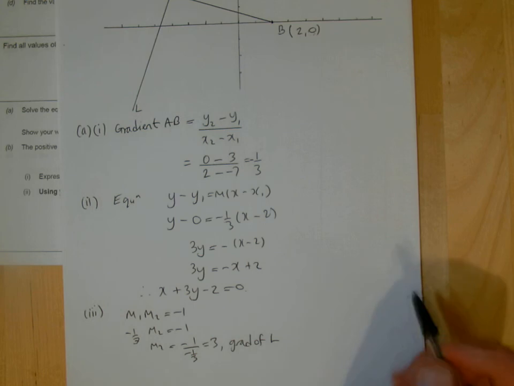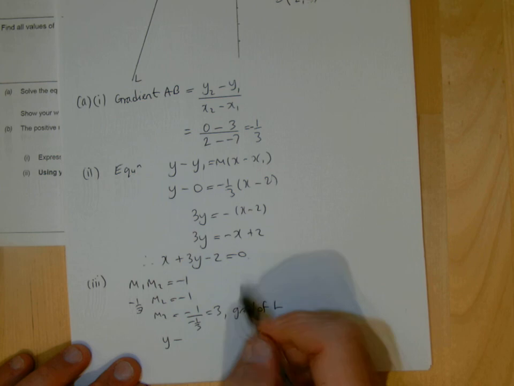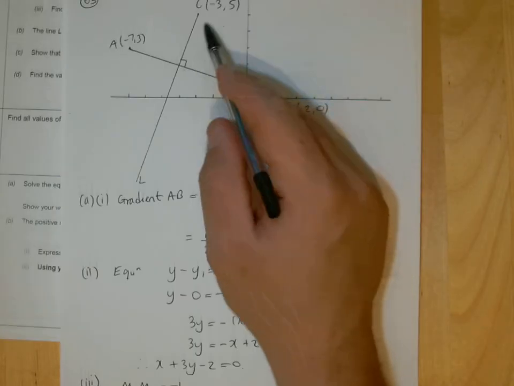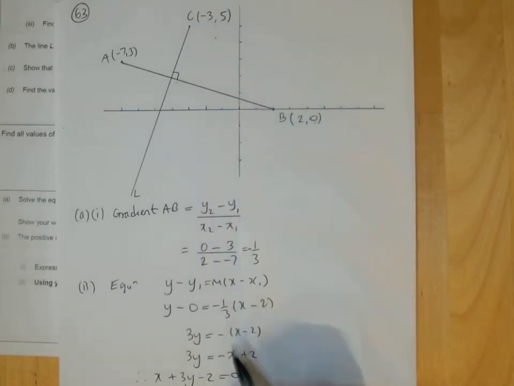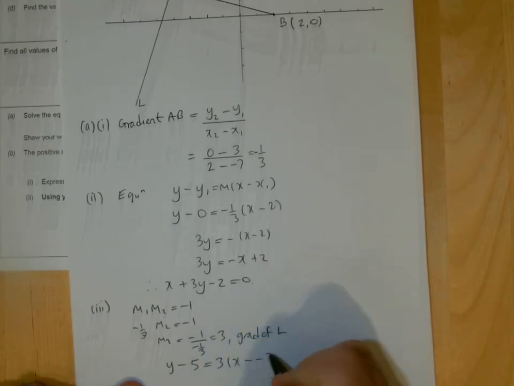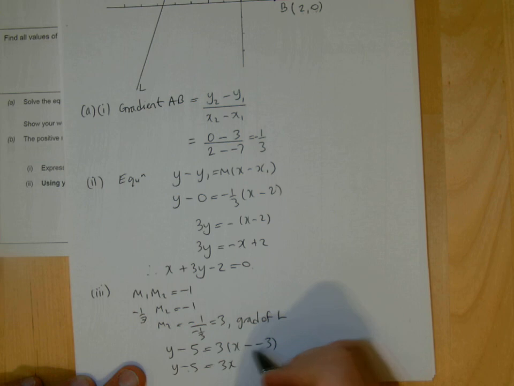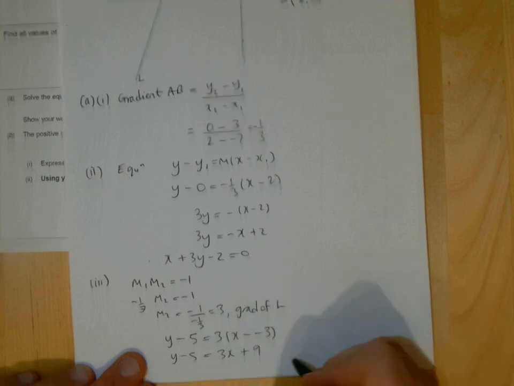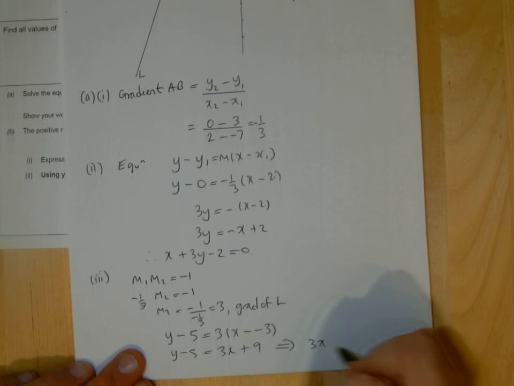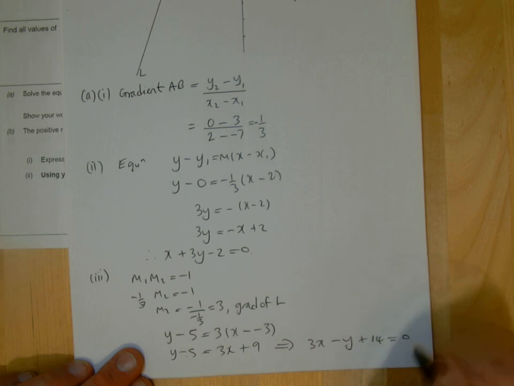So then to get the equation of L, all I've got to do is y minus y1. Now remember, we're going to choose that point there. That's the point we'll use, this point C, because that's on the line L. y minus 5 equals 3 times x minus minus 3. So we've got y minus 5 equals 3x. Now that becomes a plus, doesn't it? So 3 times 3 is 9. Then we get 3x minus y plus 14 equals 0.